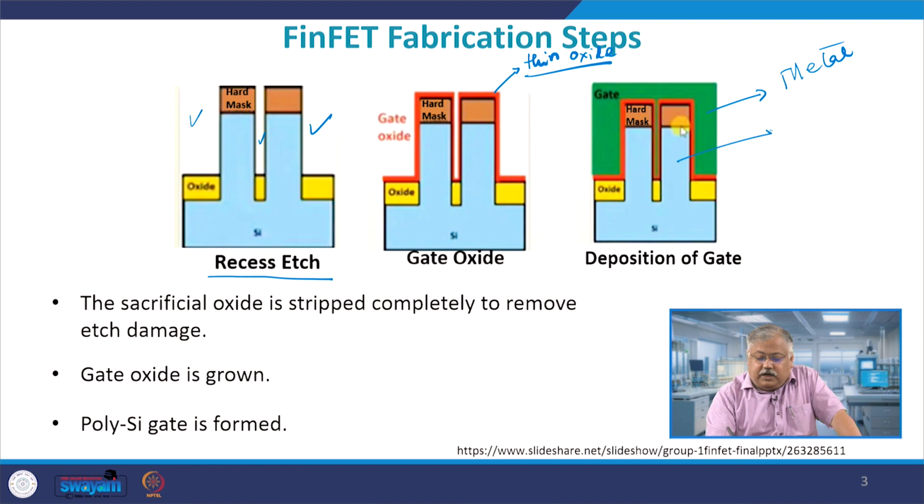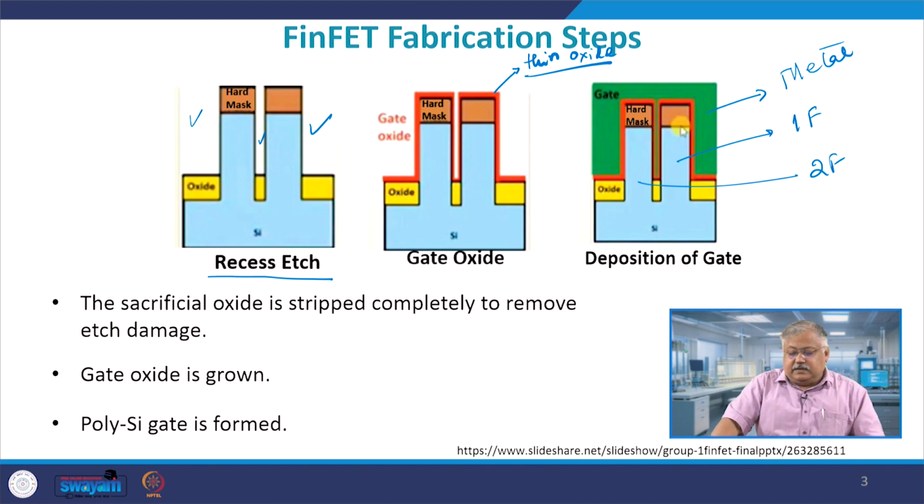So you have one fin here, fin 1, and this is fin 2. So there are two fins located side by side, and the distance between them is the fin pitch which you see, right. And then you can use a metal layer, or you can use a polysilicon gate for that matter, right. And this is quite helpful in designing.